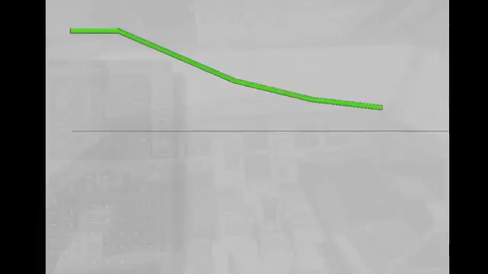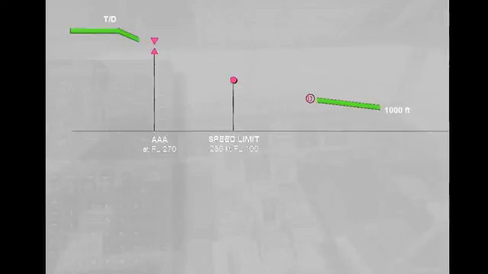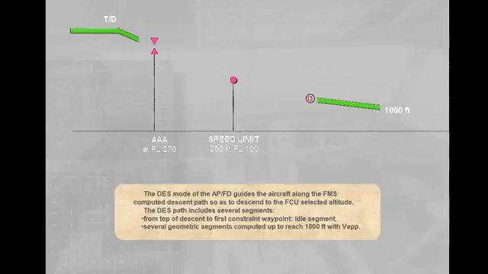The descent mode of the autopilot flight director guides the aircraft along the FMS computed descent path so as to descend to the FCU selected altitude. The descent path includes several segments: from top of descent to first constraint waypoint, idle segment, and several geometric segments computed up to reaching 1,000 feet with V-approach.